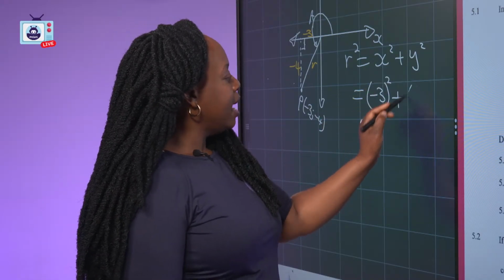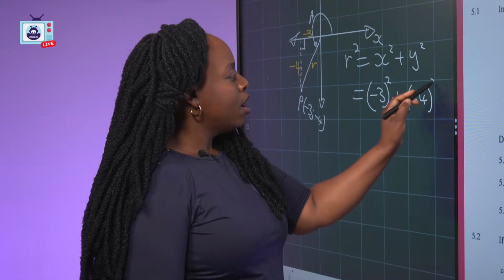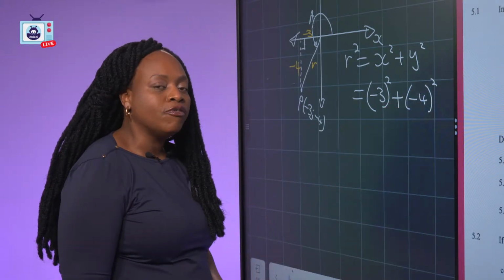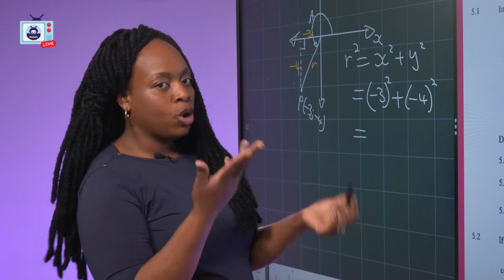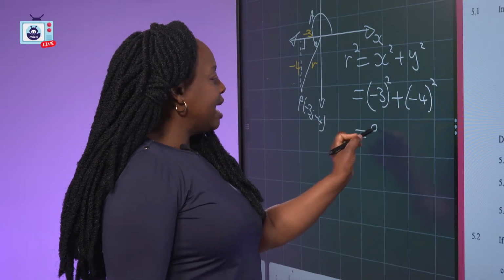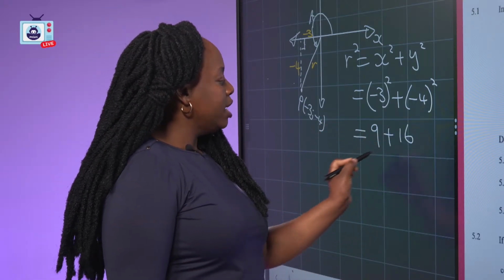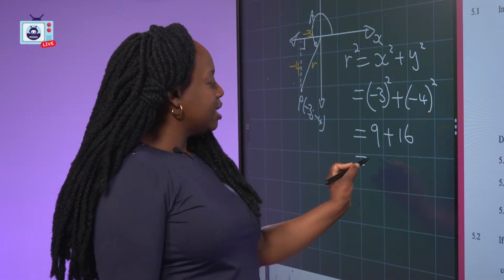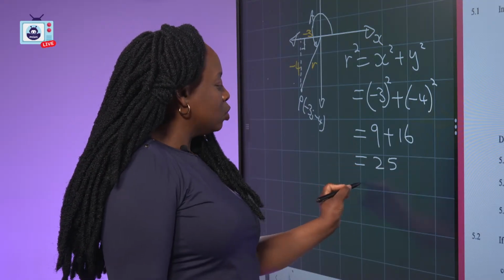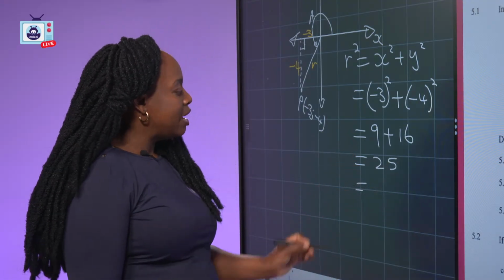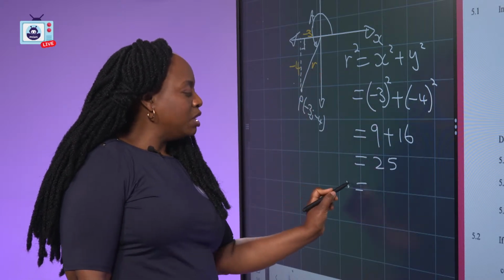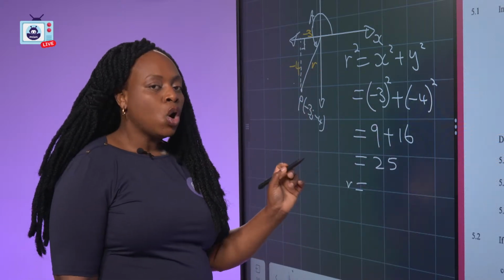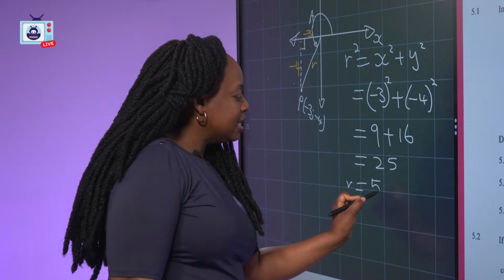x is -3 and y is -4. Please ensure that you substitute your values correctly, because if you don't, it might give you an incorrect answer. So that will be 9 plus 16. You can go straight to your calculator and get the answer, so that will be 25. But because we are looking for r, not r squared, we have to take the square root of 25, which gives the answer 5.